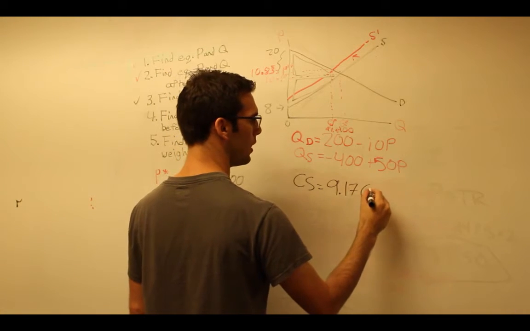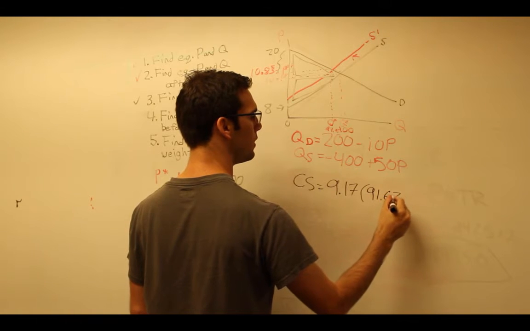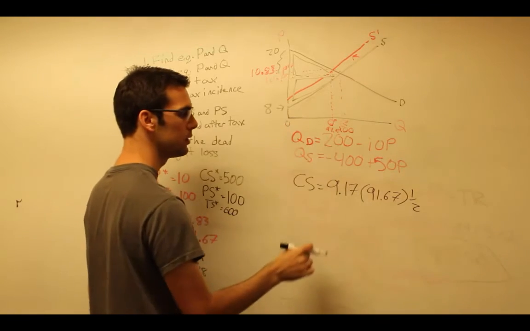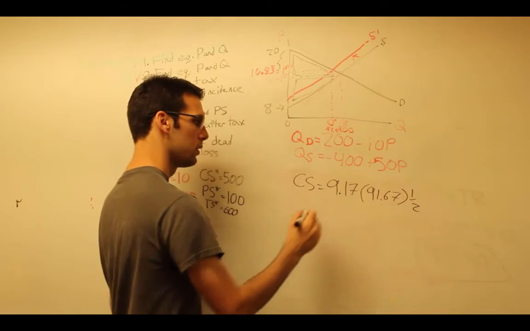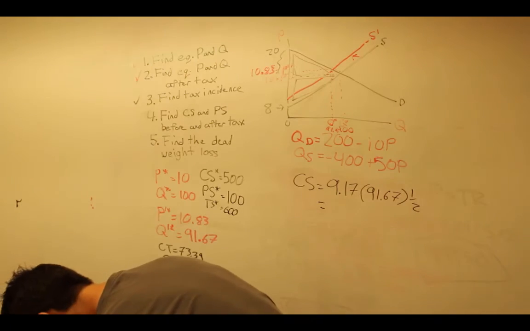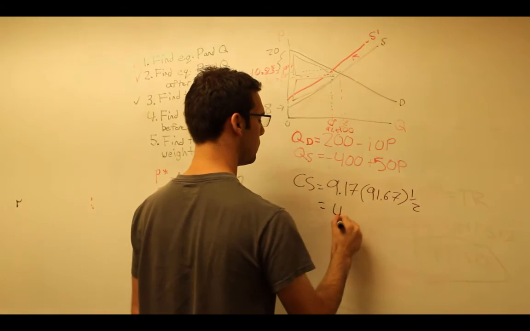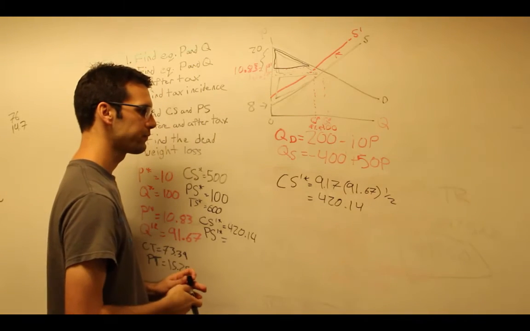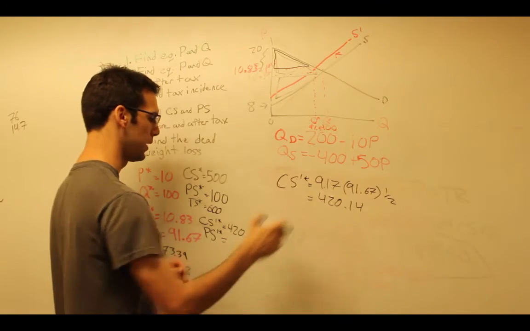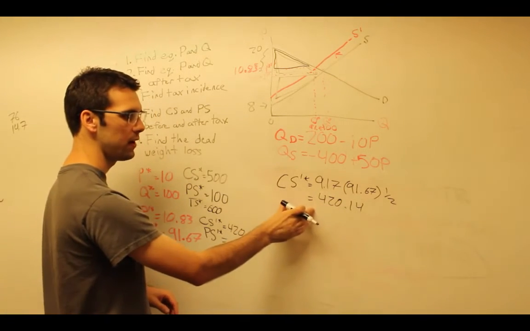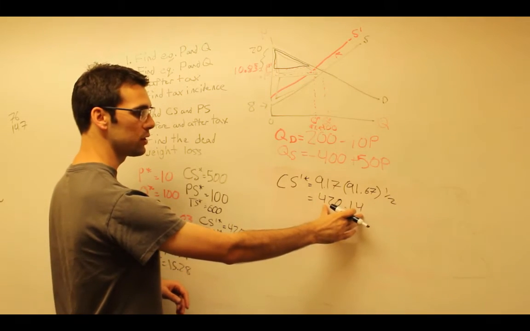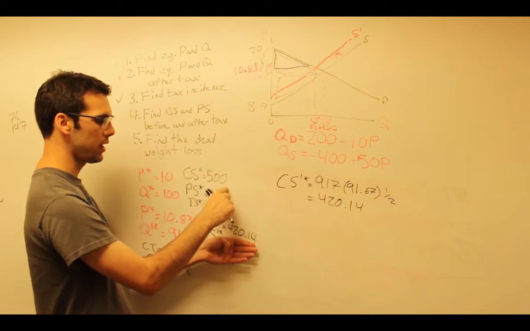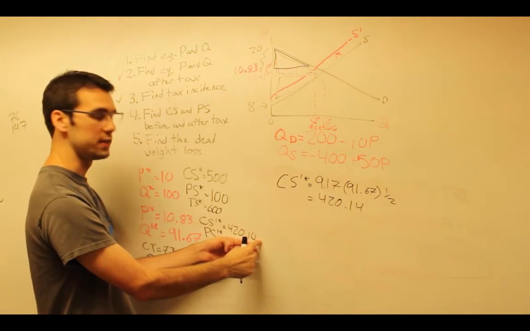times 91.67 times 1/2, right? So this being the base, which is the new quantity, and then the height and then 1/2. And that ends up equaling 420.14. And so we can just go ahead and save that value. That's the consumer surplus after the tax. And so we can already see that consumer surplus has decreased as a result of the tax.